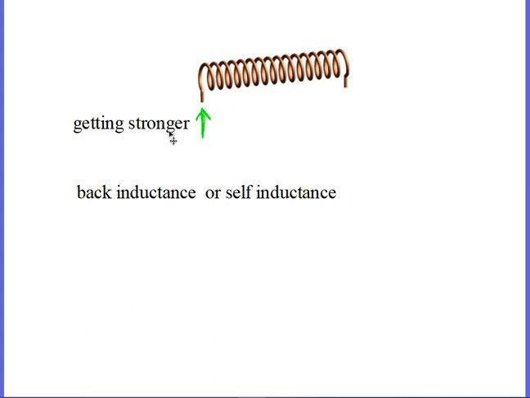So if it's getting stronger, it'll try to make it weaker. If it's getting weaker, it'll try to make it stronger. Another name given for this is back EMF, or sometimes it's referred to as choke, that it kind of throttles the circuit and kind of shuts it down. You're trying to send current through here and the back EMF stops the current from going, it chokes it. Okay.